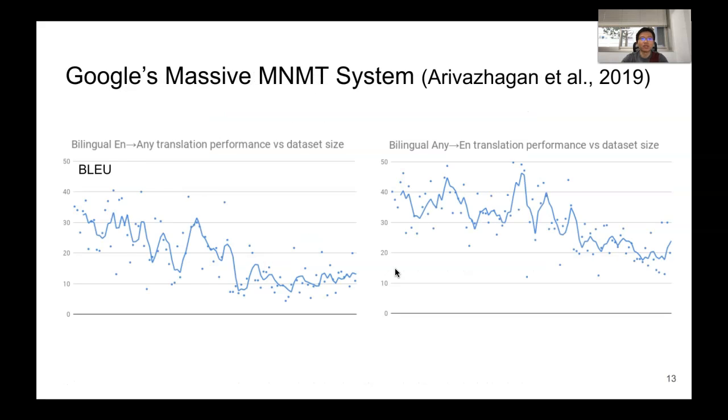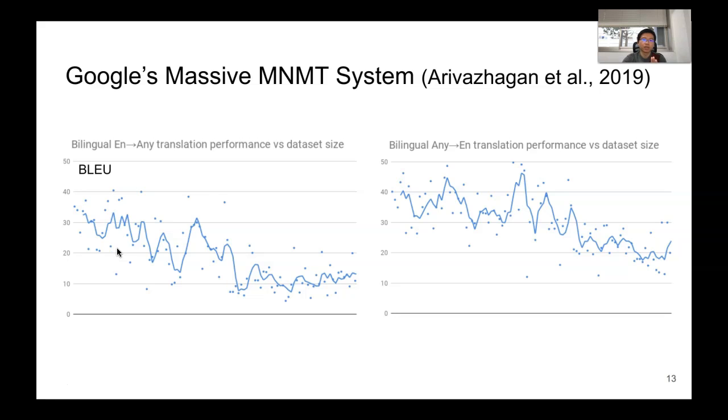Next paper I want to introduce is Google's massive MLMT system. In this paper, they studied more than 100 languages, but still centered on English. Here it shows the bilingual system performance from English to other languages, and from any other language to English. The left side has more parallel corpus, the right side has less parallel corpus, and the y-axis is BLEU scores.